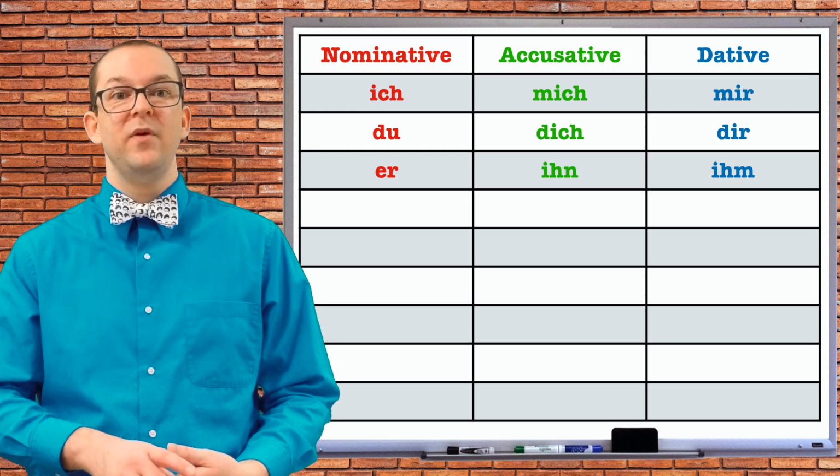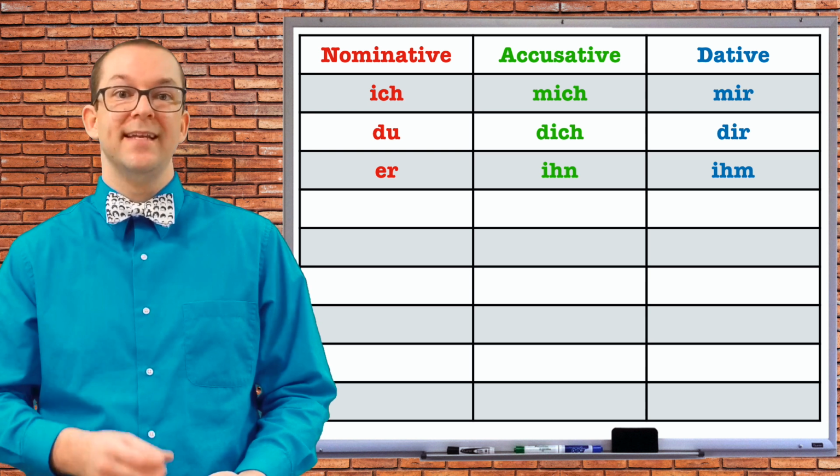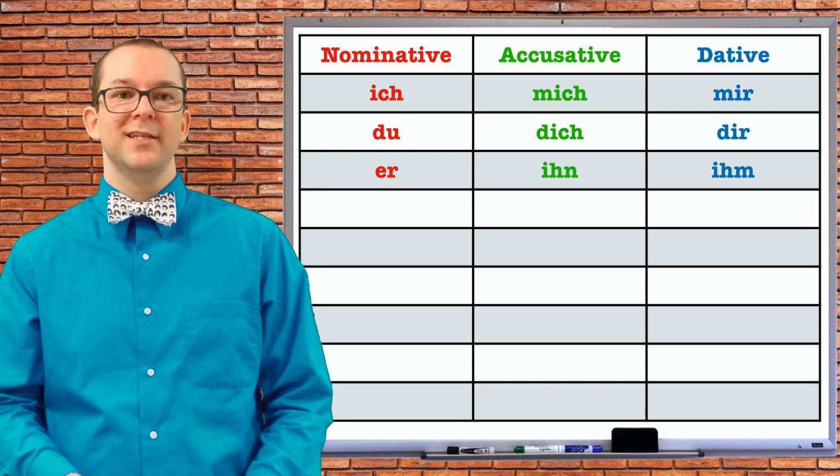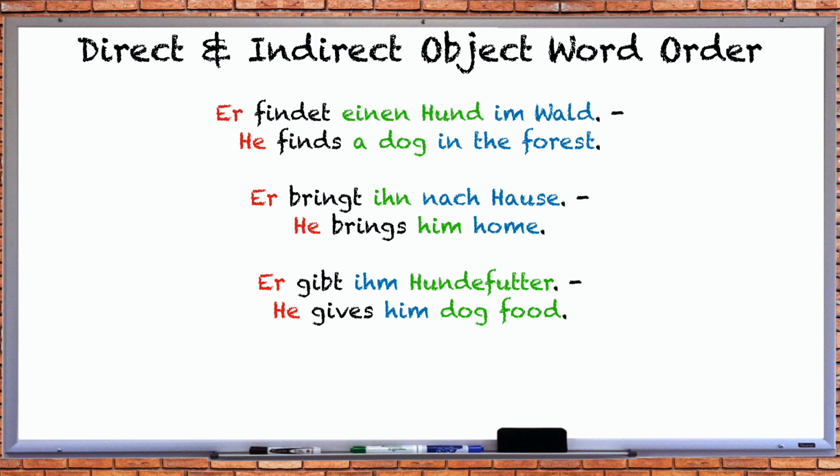Er, or he, becomes ihn in the accusative and ihm in the dative. In English, he becomes him when it's not the subject. Findet einen Hund im Wald. He finds a dog in the forest. Bringt ihn nach Hause. He is bringing him home. Gibt ihm Hundefutter. He gives him dog food.